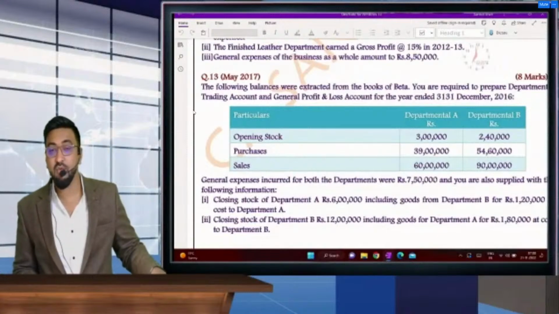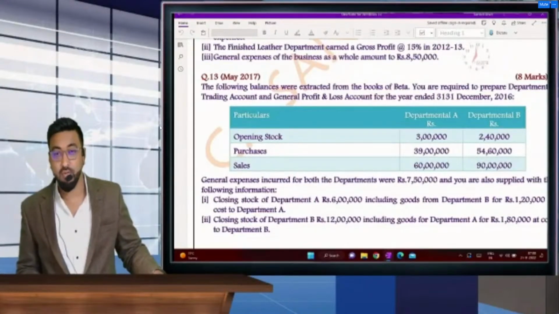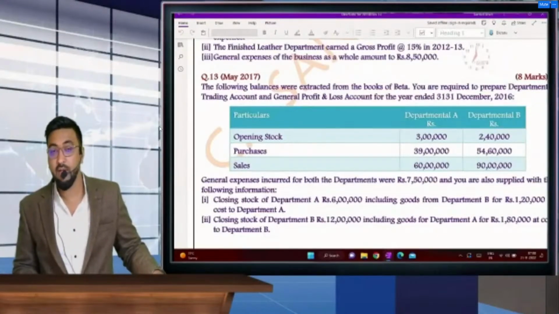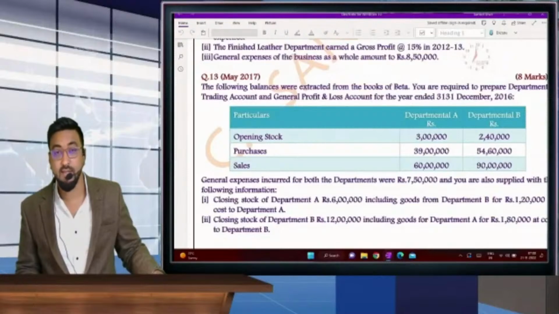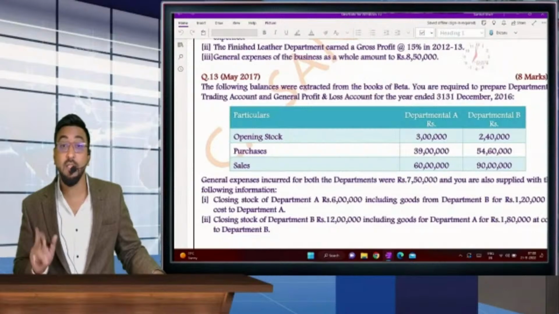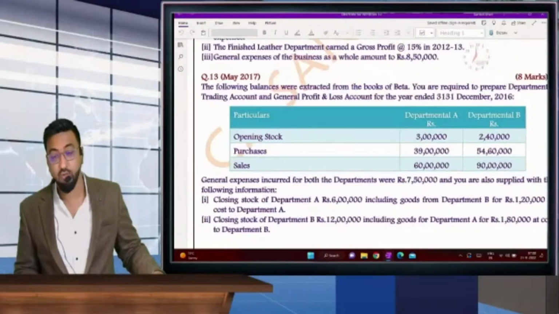In the last session, we completed the first part of departmental accounts. There are only simple questions. Closing stock of the sender department or the receiver department includes unrealized profit. So your answer is: closing stock of the receiver department includes unrealized profit of the sender's department. So the son's closing stock includes dad's profit.